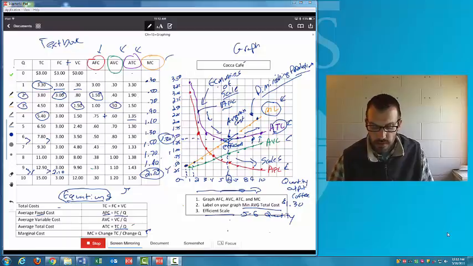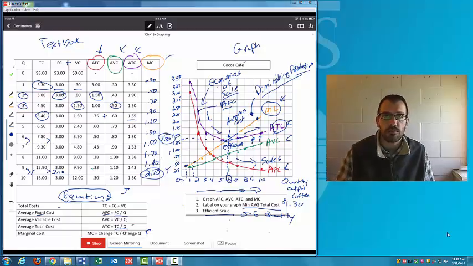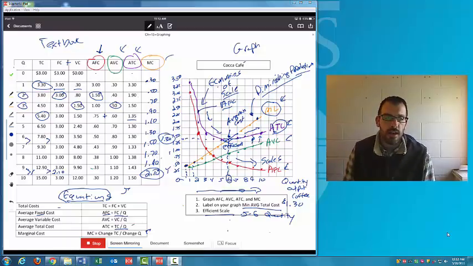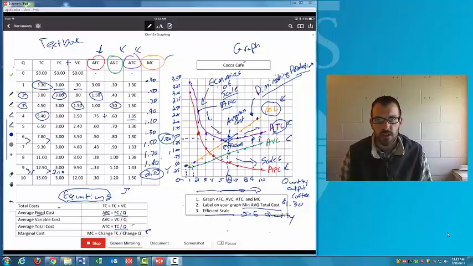So your average fixed cost, again just to recap, is fixed cost divided by quantity. Average variable cost is variable cost divided by quantity. Average total cost is either your average variable cost plus your average fixed cost, or your total cost divided by quantity. And most importantly, your marginal cost is your change in total cost divided by change in quantity.